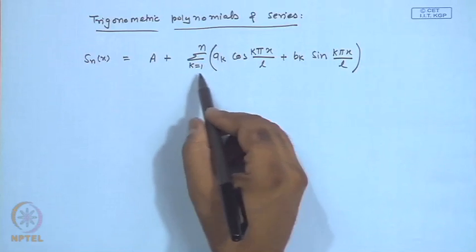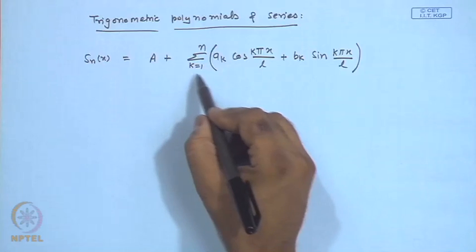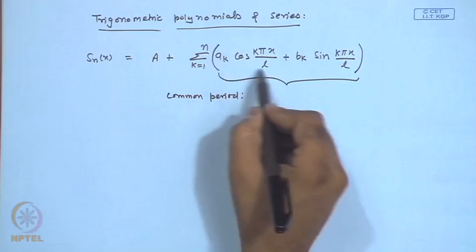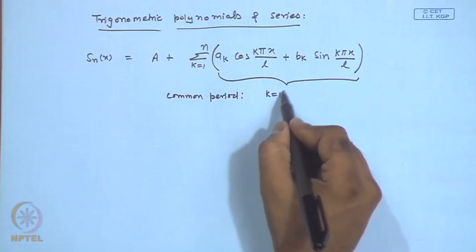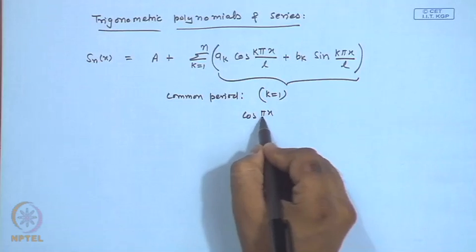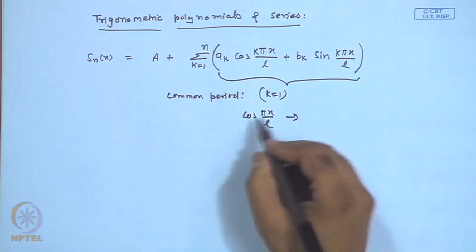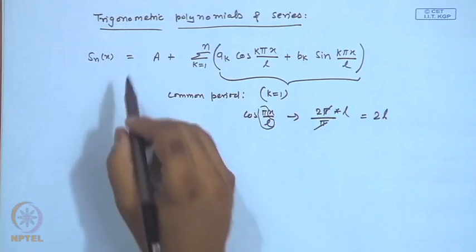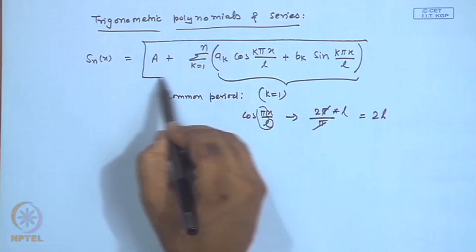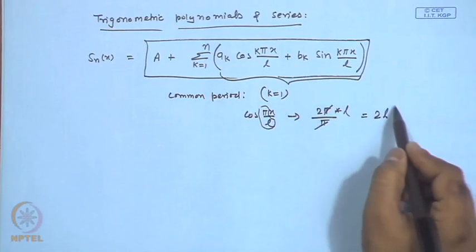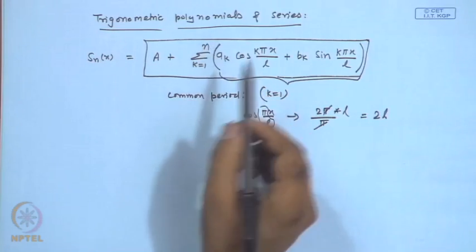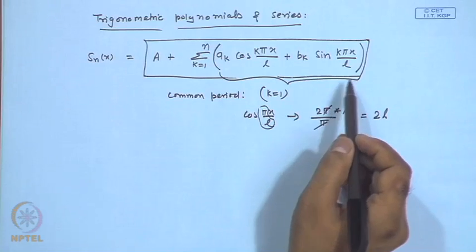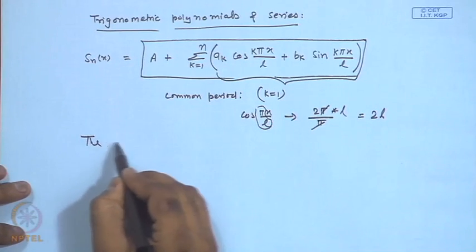So, what is the common period of these functions here? The common period is the largest period, which we will get while putting k equal to 1. So, we will get here cos(pi x over L) and sin(pi x over L), and here the period is 2 pi over this number pi over L. So, we have 2L. So, this sum represents a function of period 2L. However, if we keep on increasing this n, this will still represent a function of period 2L. In fact, the result is true for the infinite series as well, if it converges, of course.